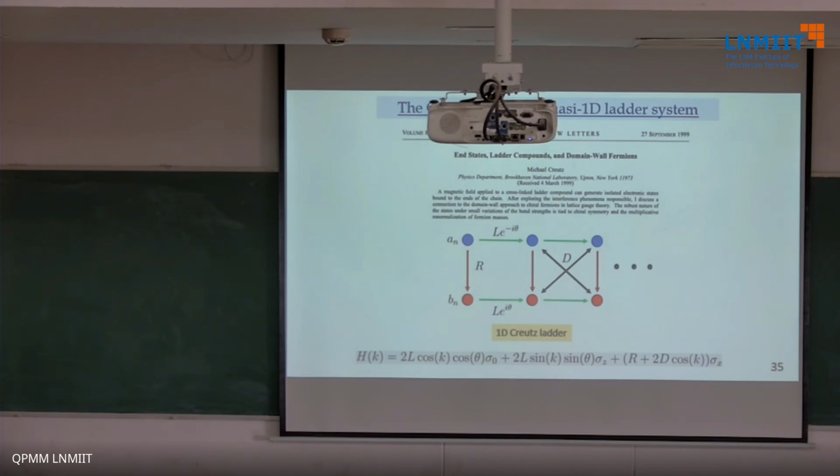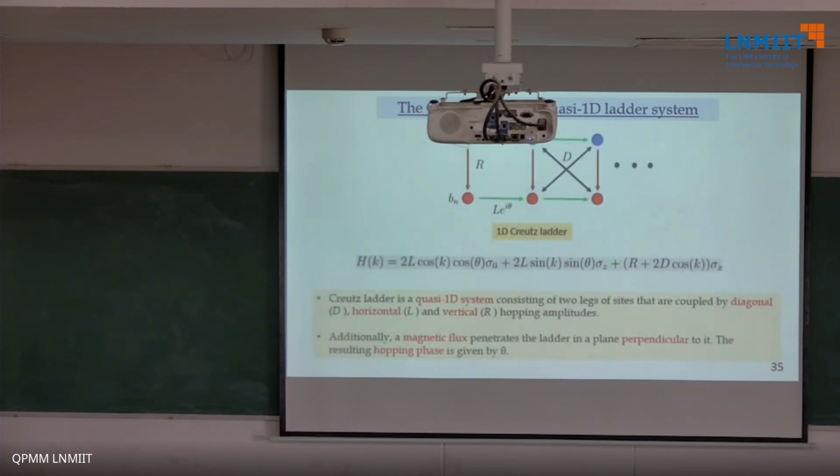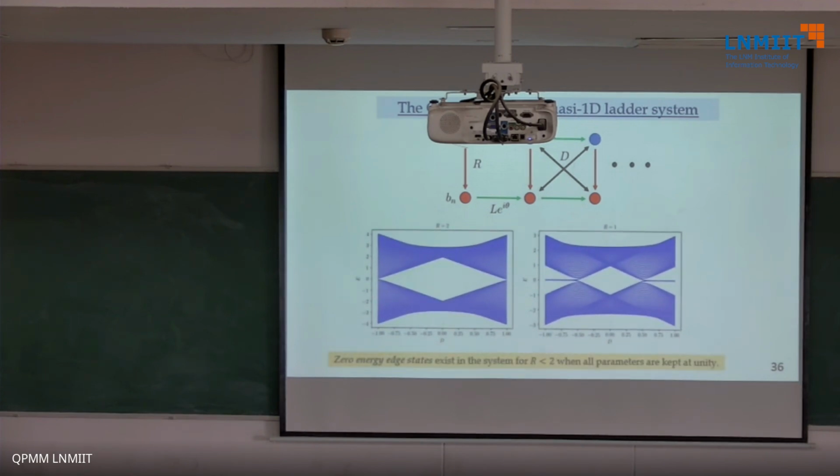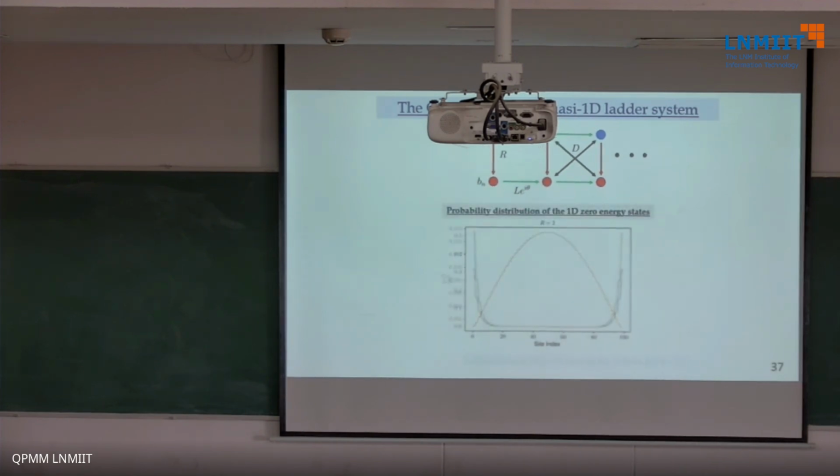And in this ladder, these are the ladder sides, and there is a flux that comes towards you, so the hoppings pick up a phase. If you solve this model, which was written by Creutz in '99, then for R equal to 2 there is no topology here. For R less than 2, you'll have these zero modes. That's precisely the topology of this Creutz ladder, and this is all shown here.